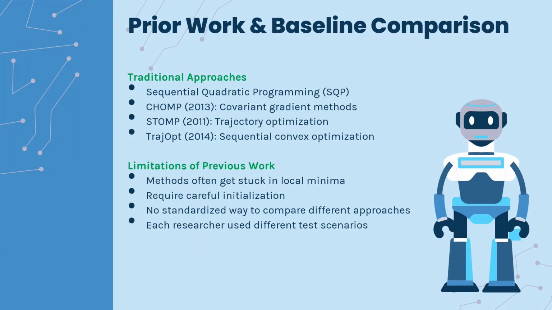So, traditional algorithms used deterministic methods such as sequential quadratic programming and some other work such as CHOMP, which was in 2013, then STOMP 2011, and TrajOpt 2014. All these approaches have one thing in common, which is they often get stuck in local minima and require careful initialization. But one thing was that none of these previous methods used the deep learning community's success with stochastic optimization, and the paper we are reviewing right now actually used that. So more about that in the next slides.